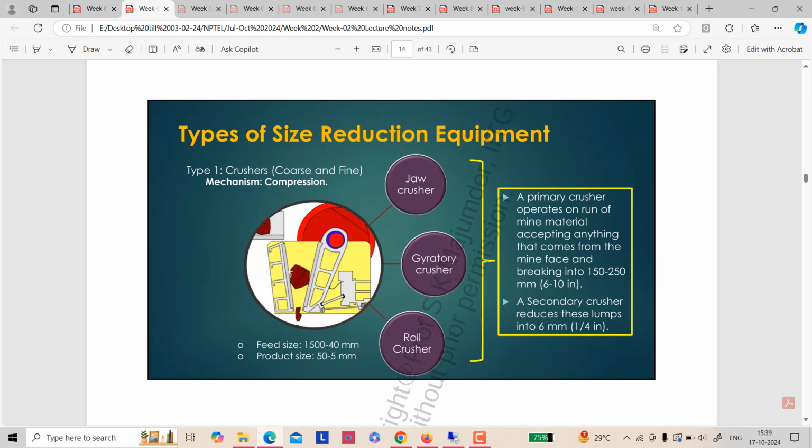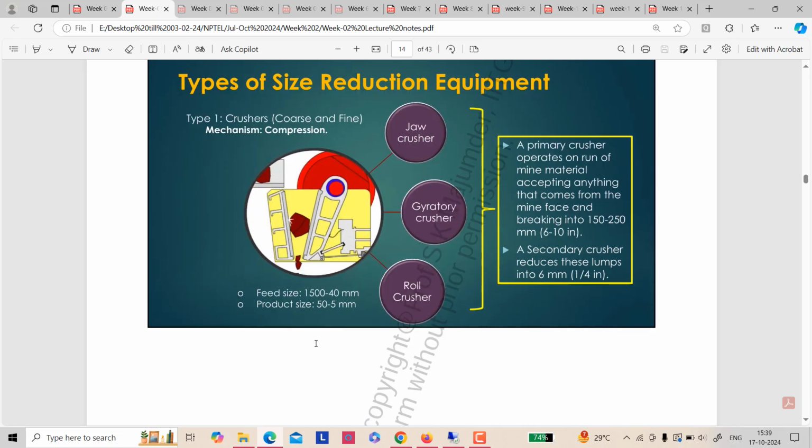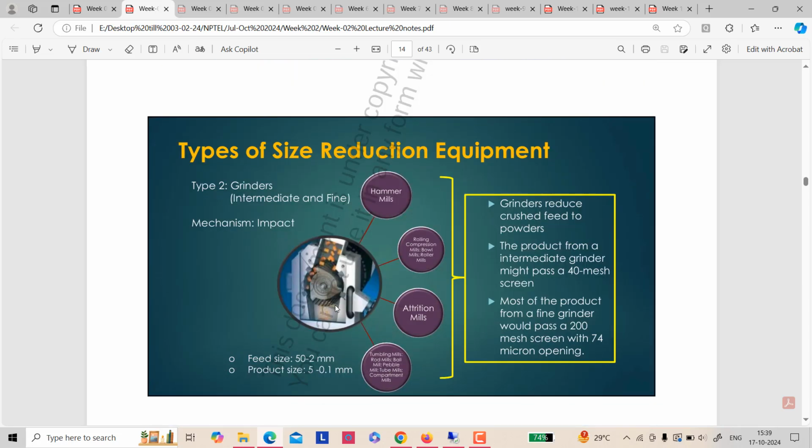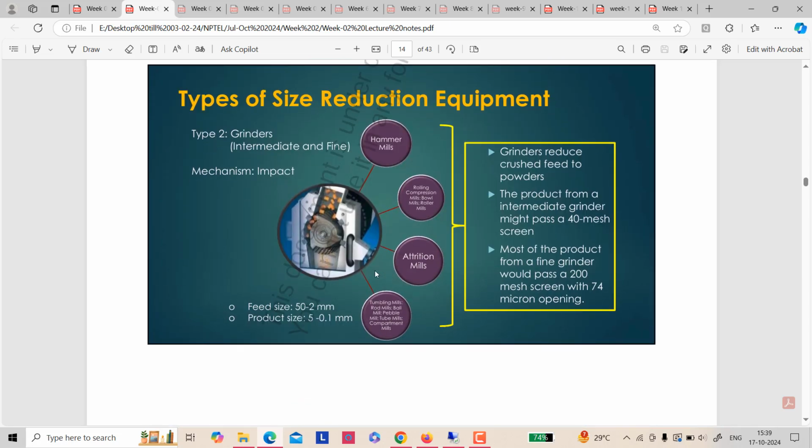So again, the types of size reduction equipment are explained in a detailed way. The crusher mechanism is compression. Very big particles are fed to this crusher, in a range of 1500 to 40 millimeter, and when they are finally crushed, the final product size is in the range of 50 to 5 millimeter. Next is the grinder. Here the feed size is a little bit less than the crusher. The feed size is 50 to 2 millimeter, and product size is 5 to 0.1 millimeter.